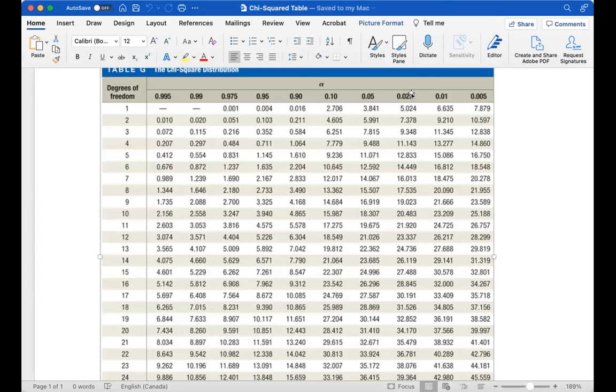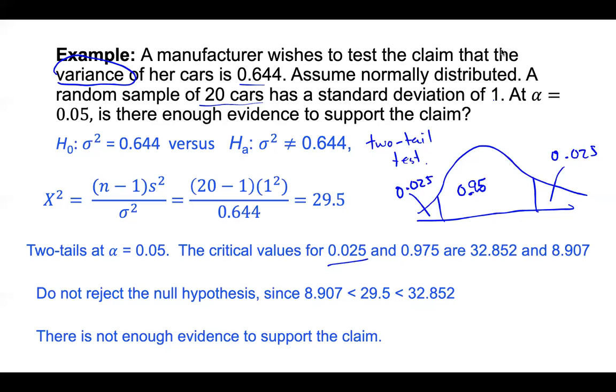Oh, sorry. So 0.025 is right here, 32.852. And the other one is here at 8.907. And we have those values. So we get our two values. And you see from the example that there are no negative values for this chi-squared. This value over here will be 0. So it's just good to understand this.